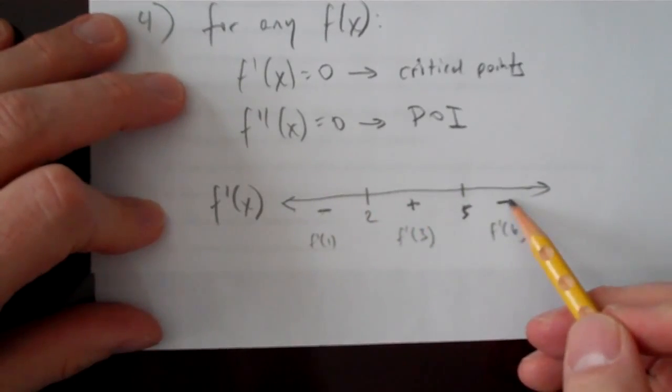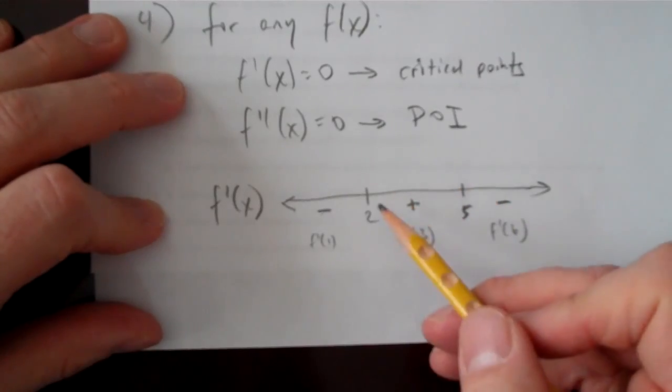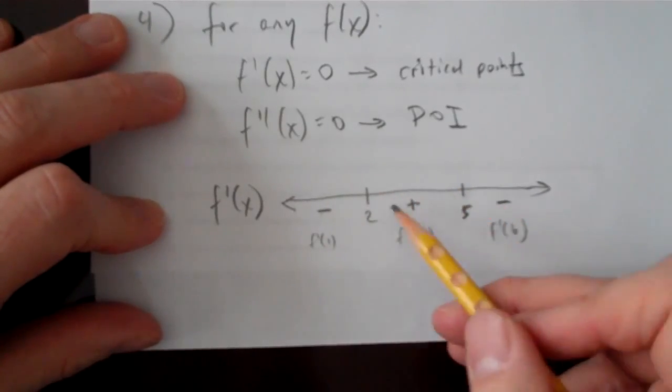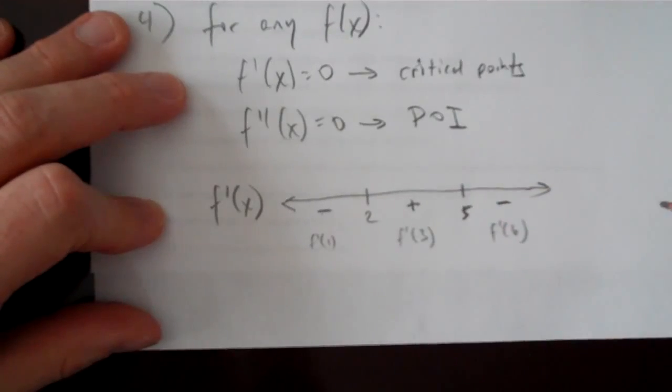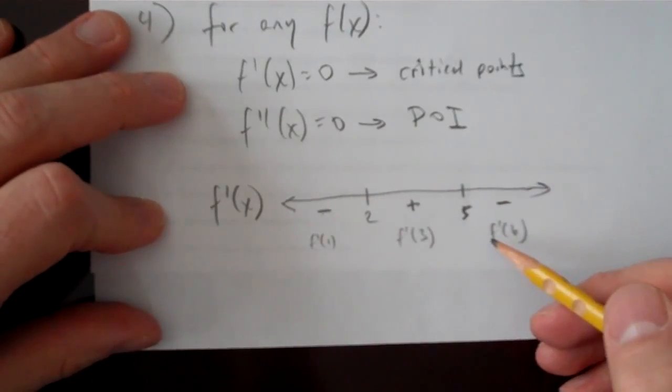Usually it goes like this. For the most part, it'll switch from positive to negative, or negative to positive, and keep going. You should still keep checking because you might end up having what we call a double zero or a double root. But usually it's like this.